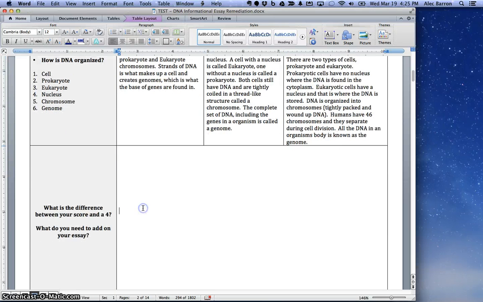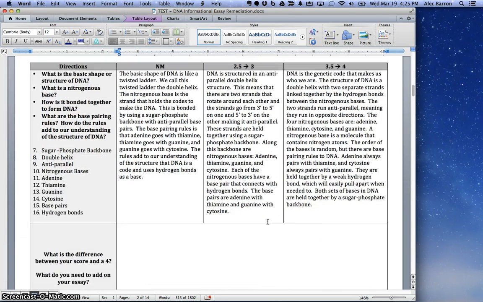So now what you need to do is write down specifically what the difference is between yours and a 4, and what you need to add on to make it a 4. Now the next one, going over this as well, I can go through the same thing. You'll see inaccuracies and not complete explanations in the NM category. In the 2.5 to 3, you'll see that some things are not fully explained.